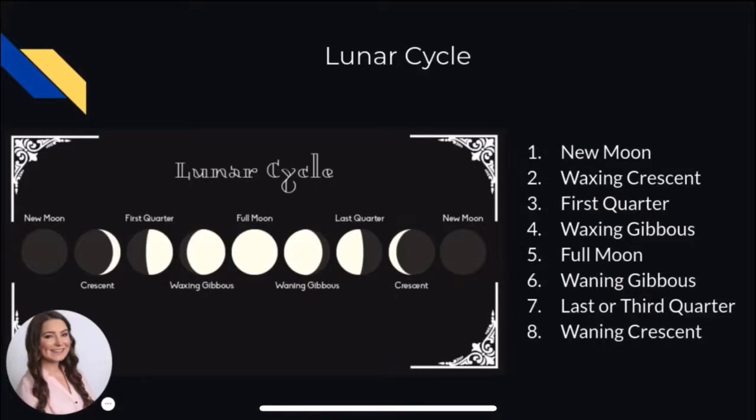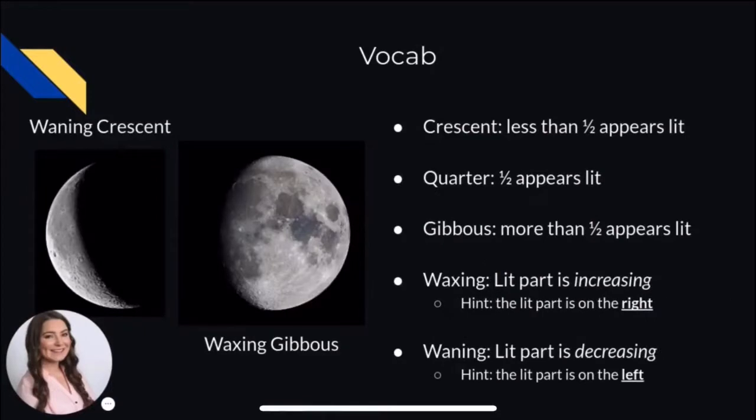Before we go in depth on these phases, I want to review some important vocabulary. Crescent means less than half of the moon appears lit. Quarter means 1/2 appears lit. I know that sounds misleading, but this name is referring to the position in its cycle rather than how much is actually lit, which we will get to in just a moment.